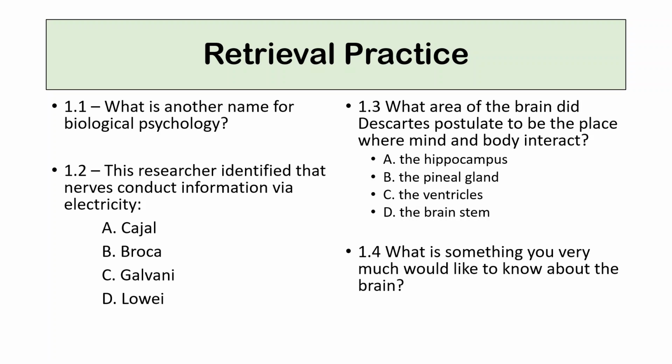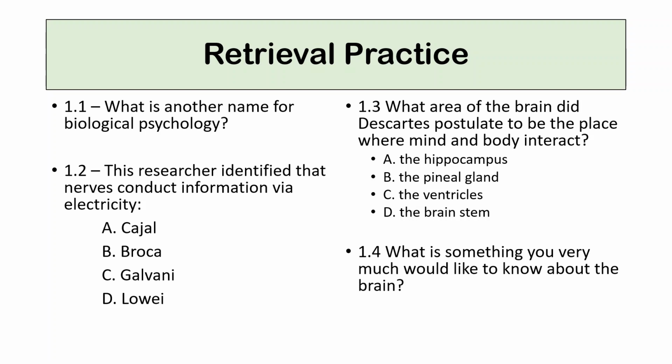Second, identify the researcher that identified that nerves conduct information via electricity. Was that Cajal, Broca, Galvani, or Lowy? Third, what area of the brain did Descartes postulate to be the place where mind and body interact? Was that the hippocampus, the pineal gland, the ventricles, the brainstem?